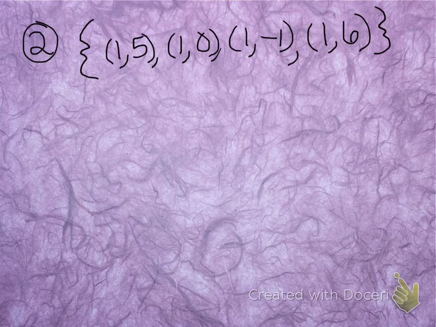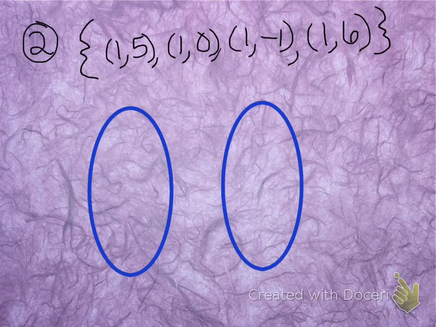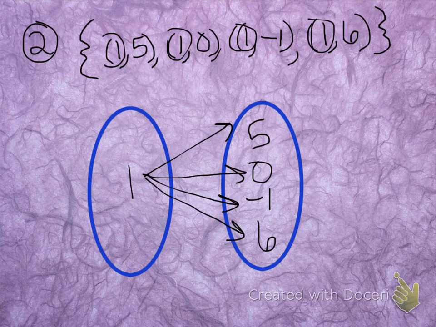All right, here's another one. Draw yourself some ovals. Your x value goes in the first oval, and we have an x value repeated of 1 with every single point, and then our y values are going to be 5, 0, -1, and 6. And we have lines going from 1 to every single y value.